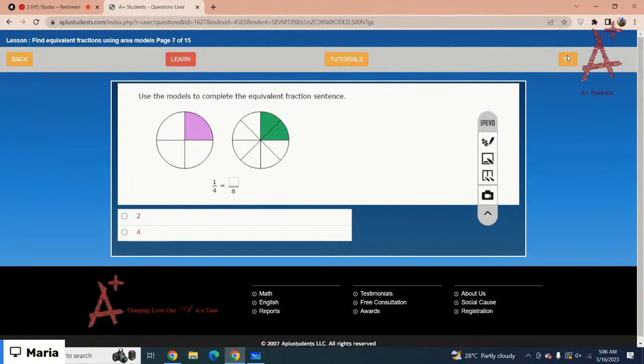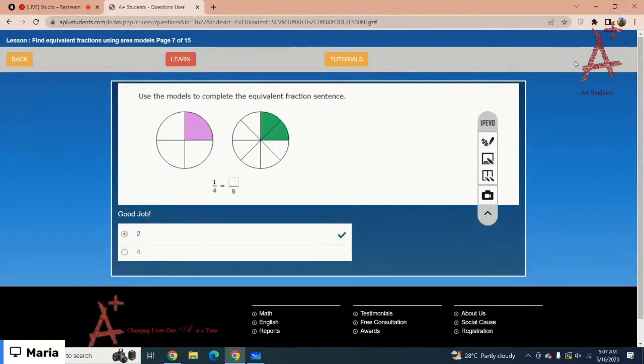Okay, use the models to complete the equivalent fraction. So which is the correct option? It would be 4 out of 8. No, 2 out of 8. You can see just 2 of them are colored. The total portions are 8, just 2 of them are colored. It would be 2 out of 8. How do you write 4 by 8?